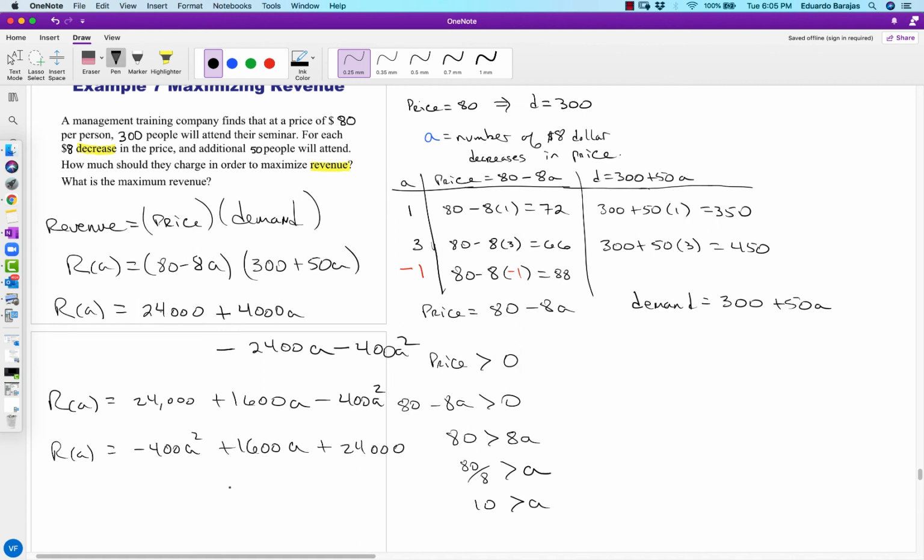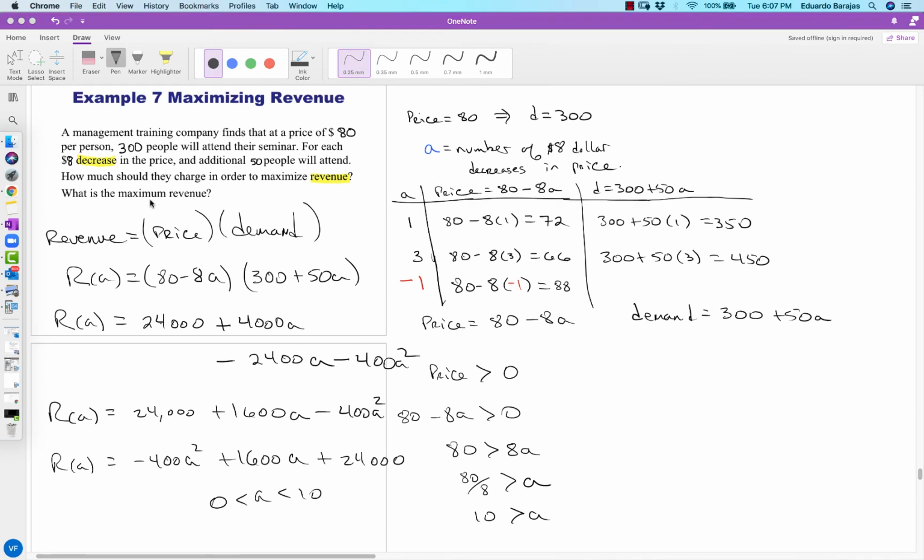Okay, and we have a constraint that A is less than 10, but A must be greater than 0. It could be a decimal value, right? We could take a decimal multiple of the 8, like say half. Okay, so now this is what we want to work with. So this is the function that we want to maximize.